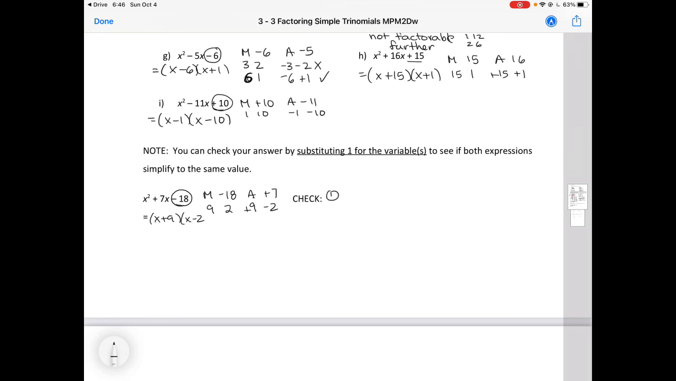Great. So check in my actual equation. I would have 1 squared plus 7 times 1 minus 18. So 1 plus 7 is 8, minus 18 is minus 10. Now I'm going to check my factored expression. 1 plus 9 times 1 minus 2. This is also going to simplify to minus 10, so then I know I have the correct factor.